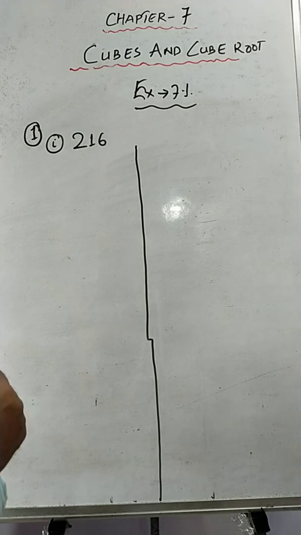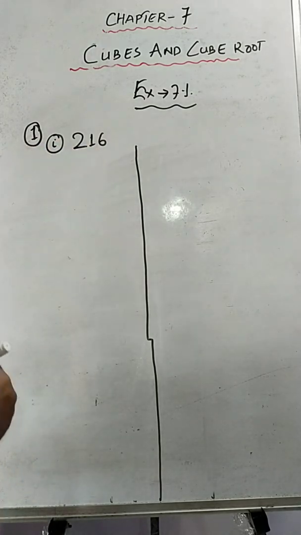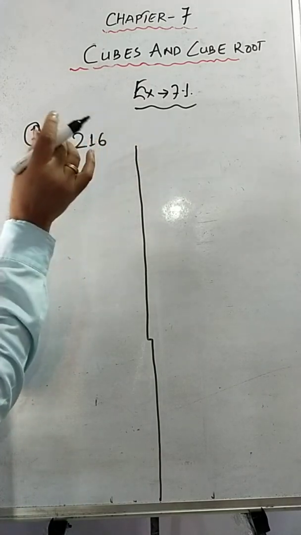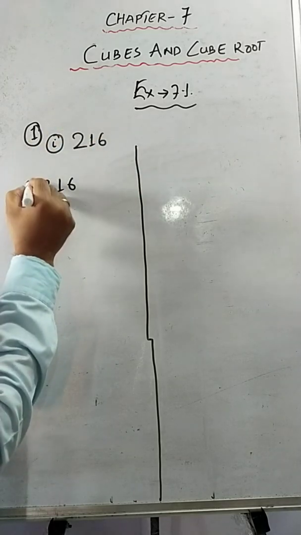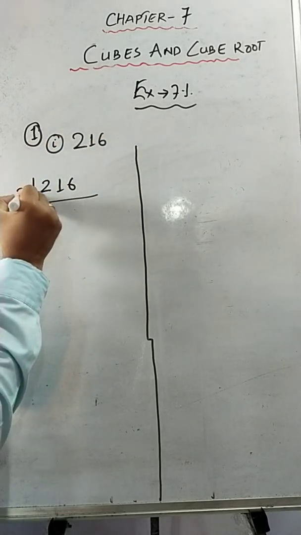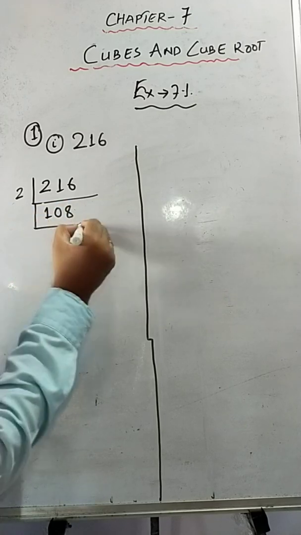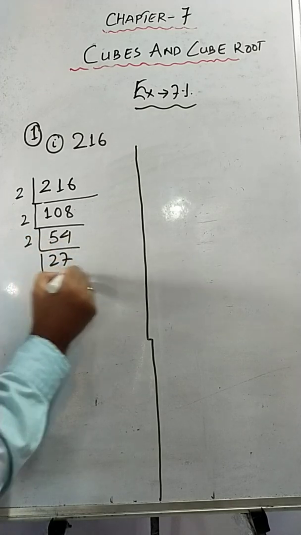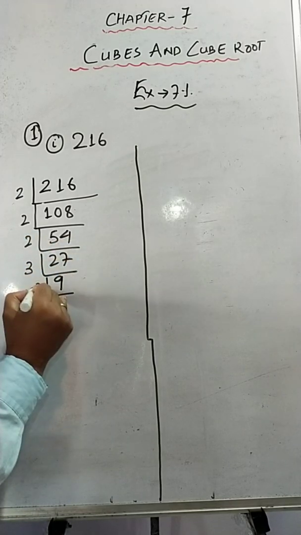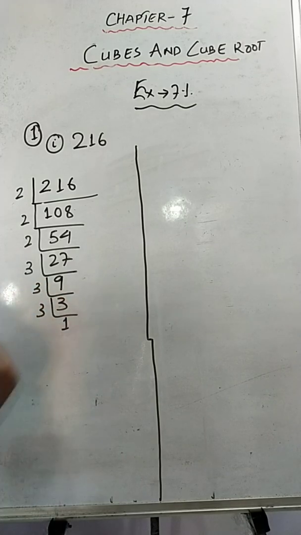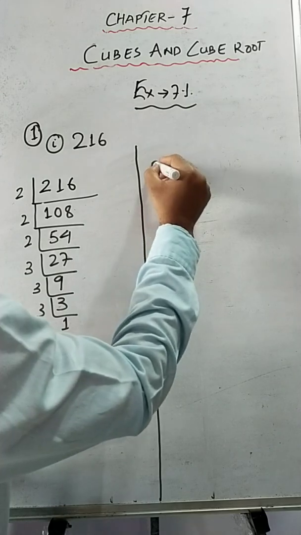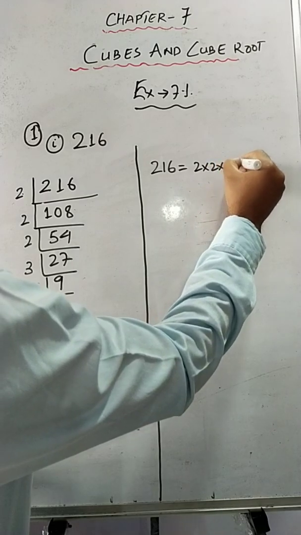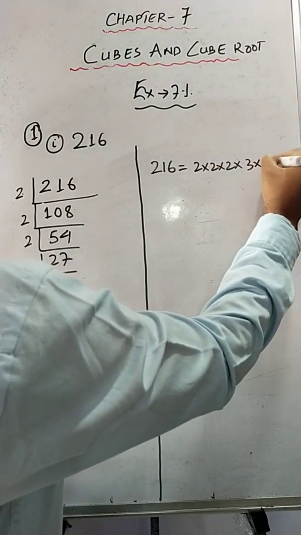The first step to see whether a number is a perfect cube or not is to find the prime factors of the given number. In this case we have 216. So we will find the prime factors. 216 divided by 2 is 108. 108 divided by 2 is 54. 54 divided by 2 is 27. 3 9s are 27, 3 3s are 9, 3 1s are 3. Now we'll write all the prime factors of 216: 2 into 2 into 2 into 3 into 3 into 3.